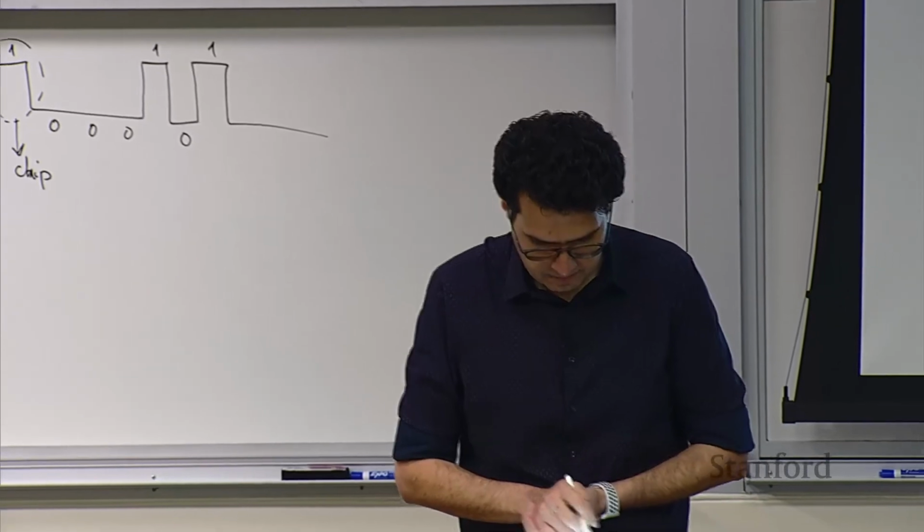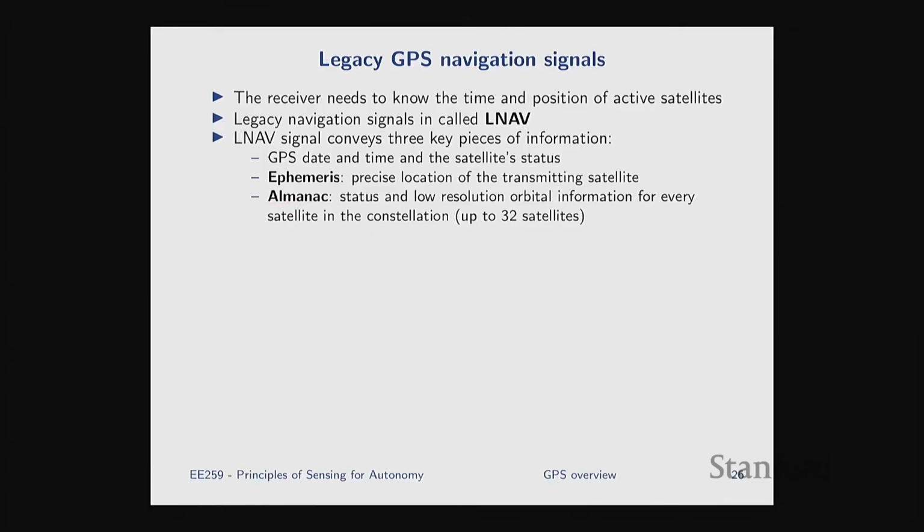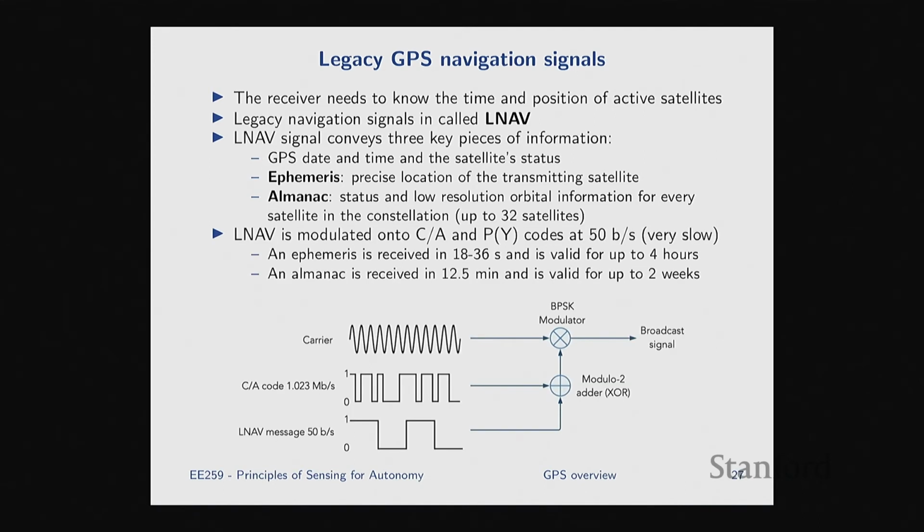It's very interesting. And then the almanac is basically the information about the rest of the satellites in the constellation. It's very low resolution information, so it roughly tells you where the other satellites are orbiting and whether they are healthy or not. It's just used to do a high-level check of the status of the GPS satellites as we receive them.